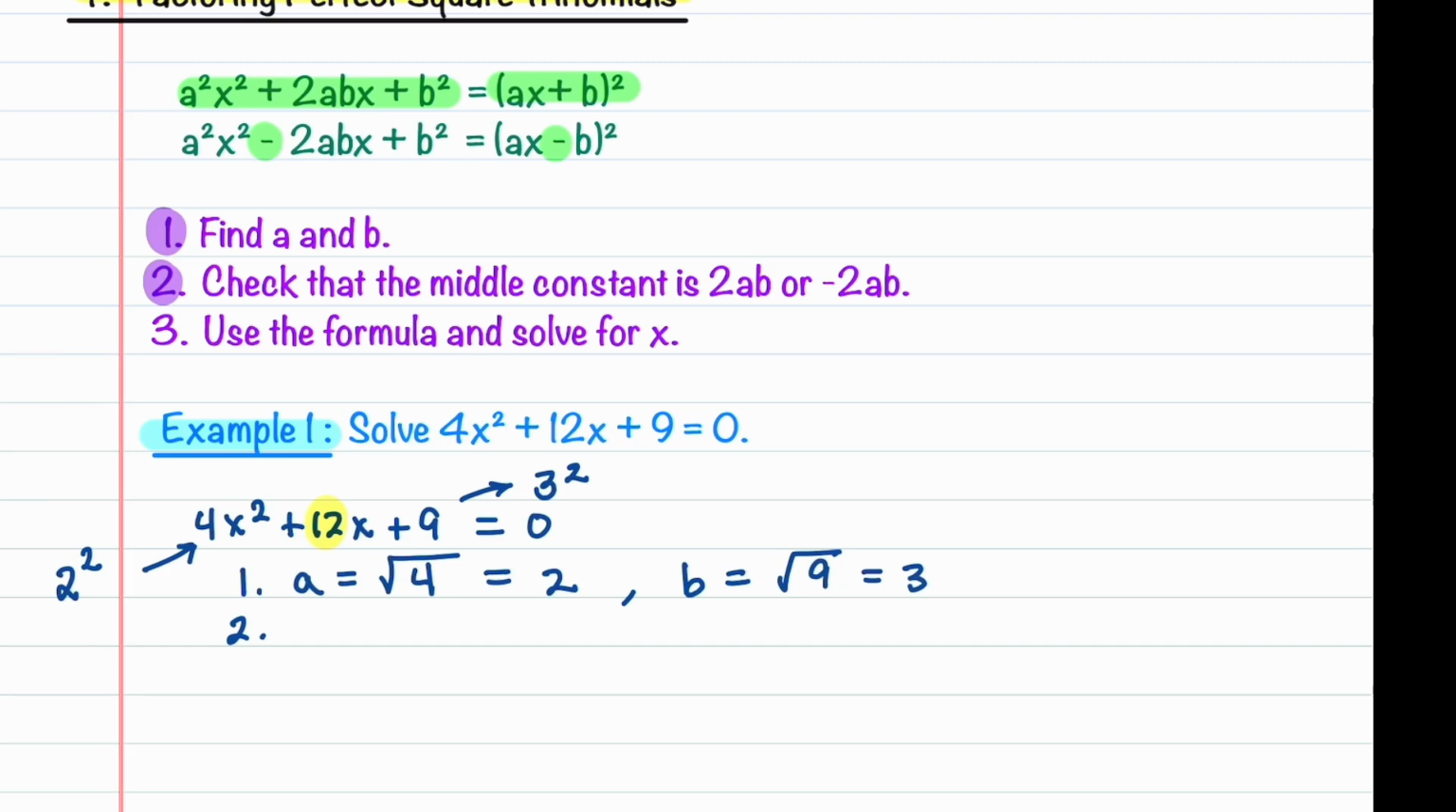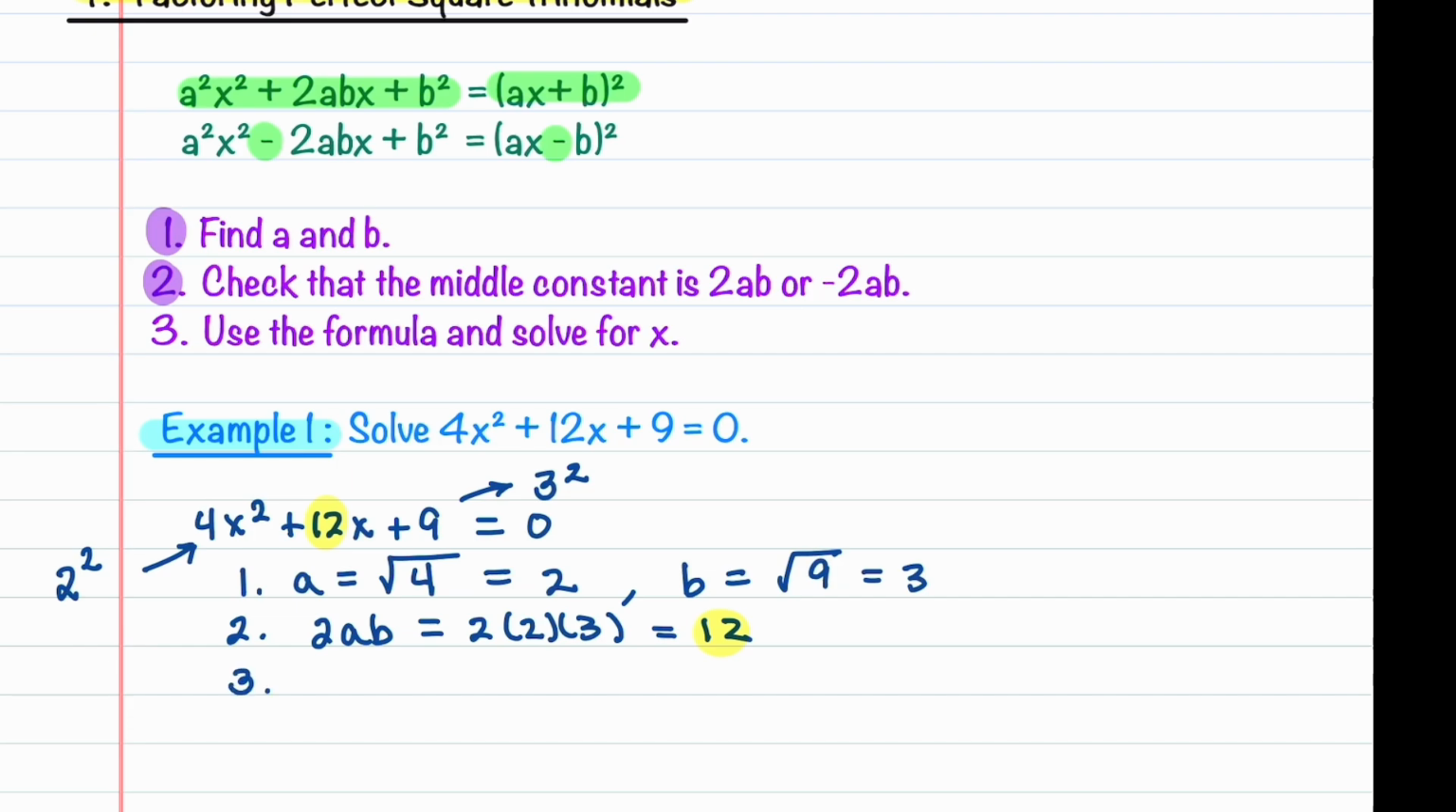So let's go ahead and calculate 2 times a times b. So 2ab is 2 times 2 times 3. That's 4 times 3, which is 12. And that agrees with our middle term. So that means we can write our left-hand side as a perfect square. And we're going to do that right now. That'll be our step 3.